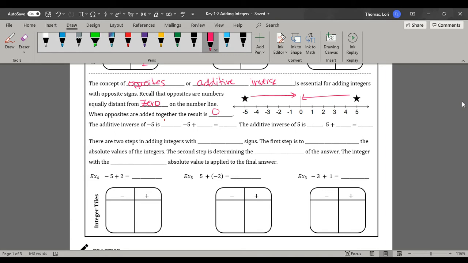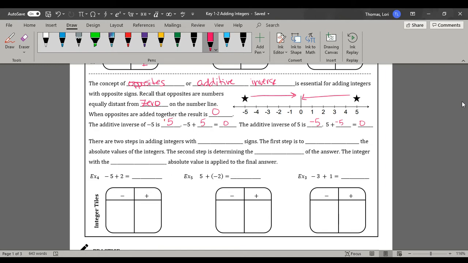So -5 plus 5 is 0. We can also say the additive inverse of -5 is 5. Therefore, -5 plus 5 is 0, or we can go the other way around. The additive inverse of +5 is -5. So therefore, 5 plus -5, we have opposite numbers. That gives us 0. They cancel each other out. Sometimes we call these zero pairs.